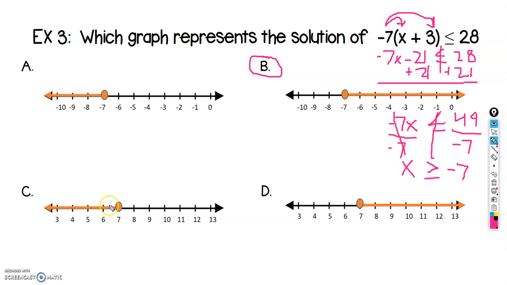It couldn't be these two because they're less than. These two are going to the right, so they're greater than. It had to be one of the two. When I look down here, positive 7 is incorrect. X is greater than or equal to negative 7.